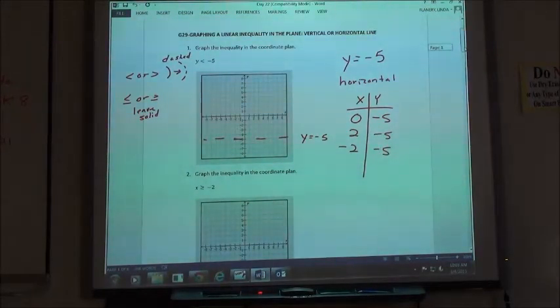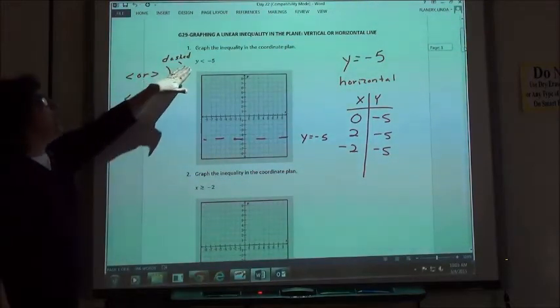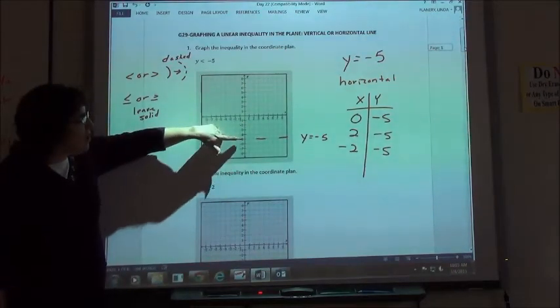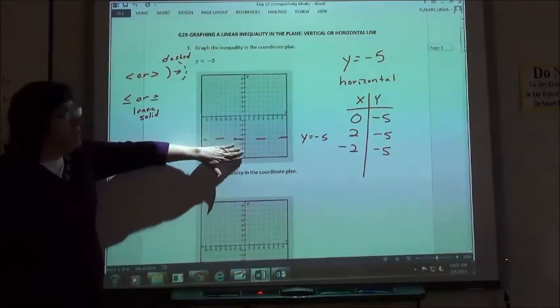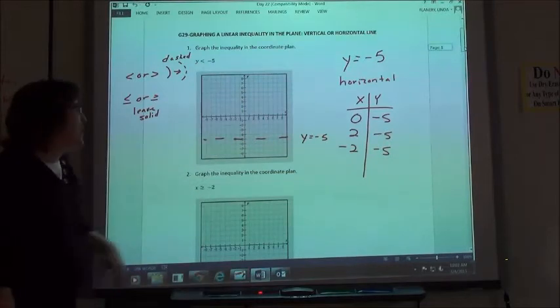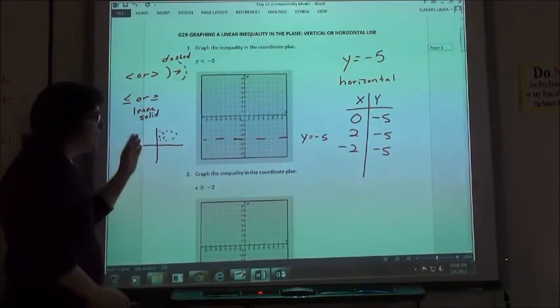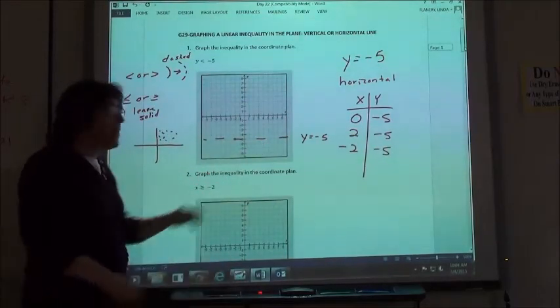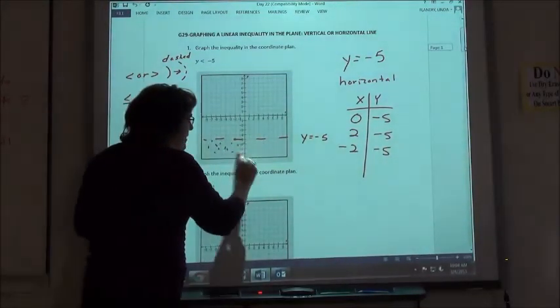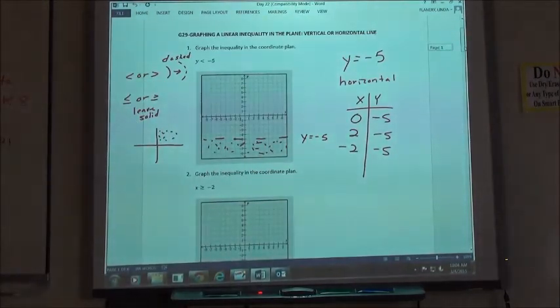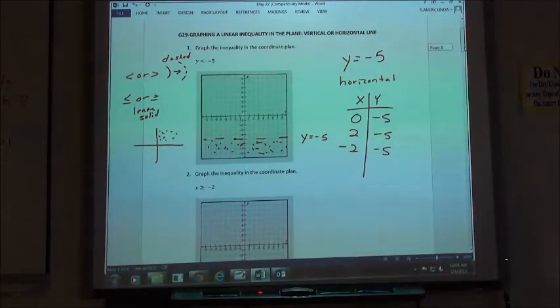Once I've checked my line and I know if it's solid or dotted, then I'm going to check my shading. Since this says y is less than -5, I'm looking on my y-axis for the values lower than -5, which means I would shade underneath my line. You're going to have a little tool that looks like this with a whole bunch of little dots. Click anywhere under the line, and it's going to add all those little dots underneath there and shade that section in. So that's what my graph would look like.